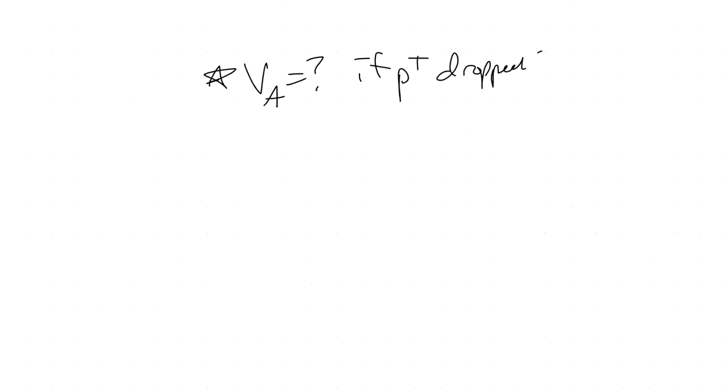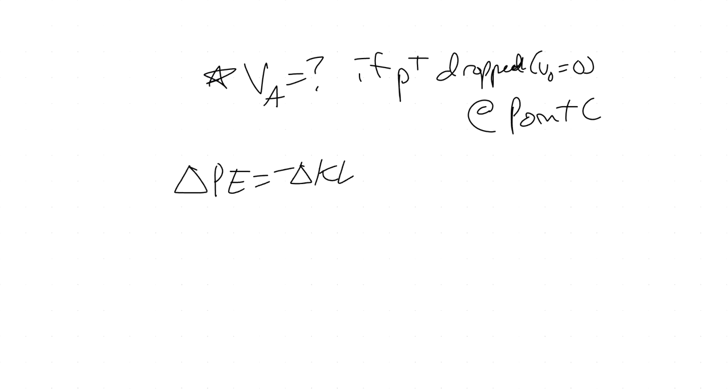So say the question was this. Say the question was just solve for the velocity at point A if the proton is dropped, which means the initial velocity is 0. That's really important, at point C. Well, what would I do? I would say change in potential energy equals negative change in kinetic energy. Change in potential energy is the final, which is potential energy at point A.